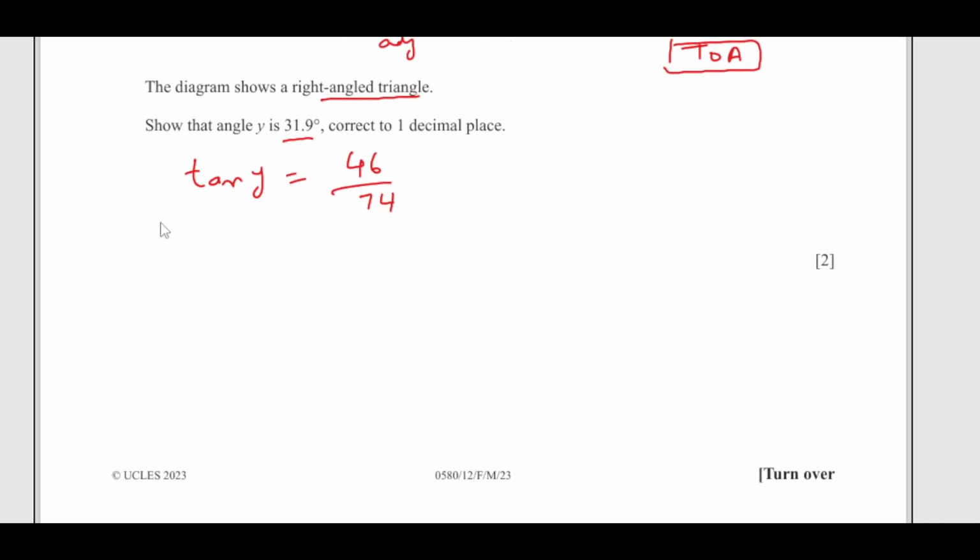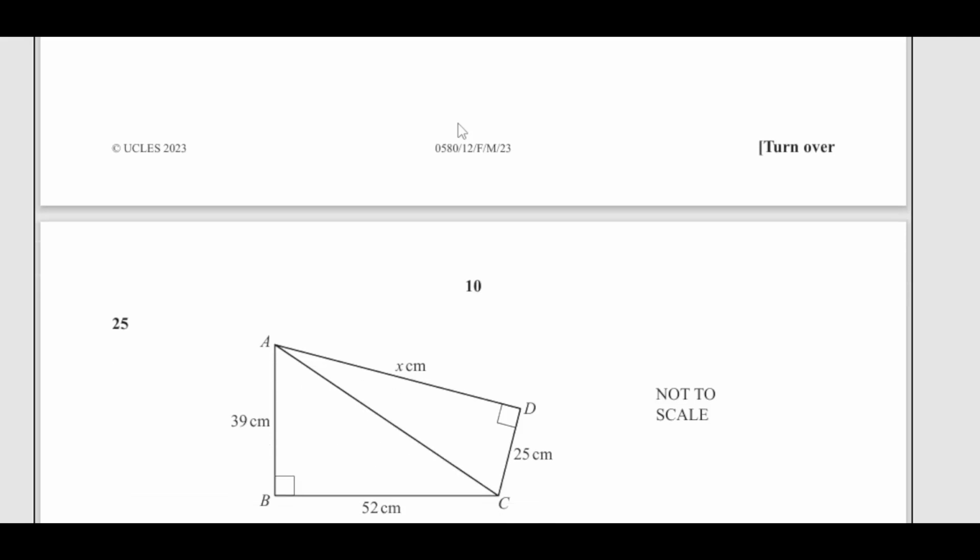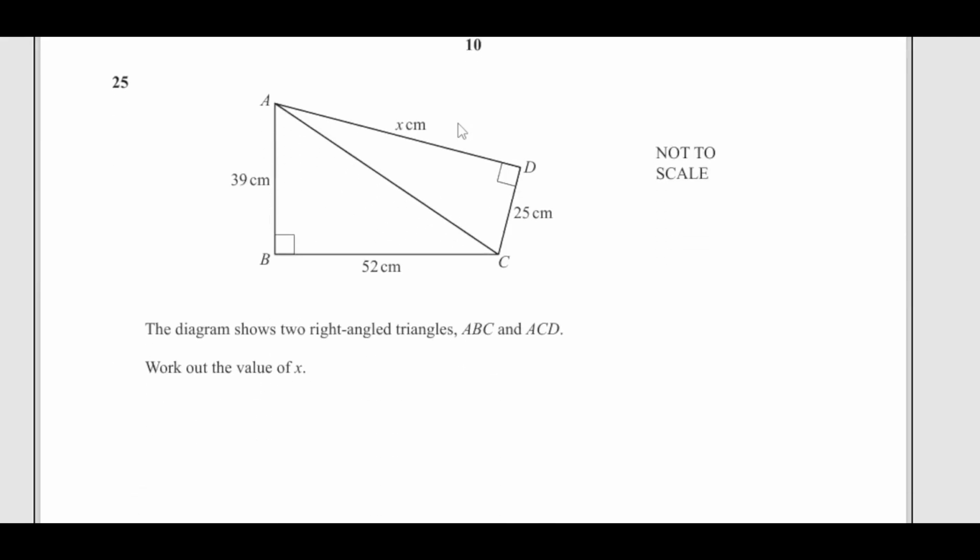So now y is going to be tan inverse of 46 over 74. Just plug in the values and it is 31.865, which is approximately 31.9 degrees. That's what we need to prove over here. Okay. Now the next question, here we have number 25.